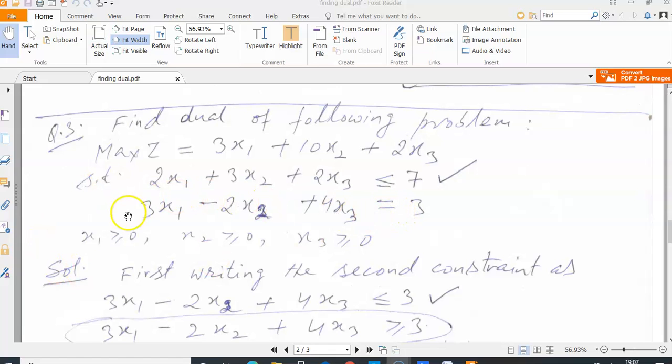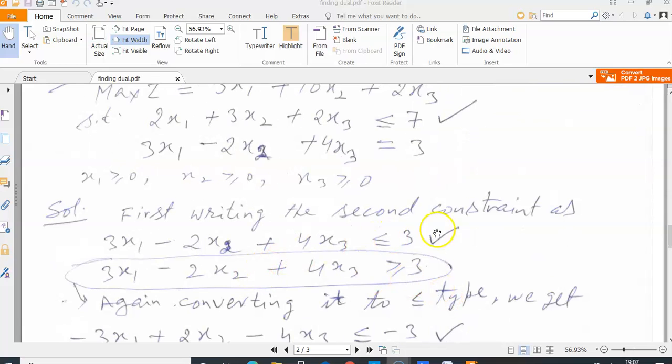This kind of constraint is converted into two constraints with the same data, one of less than equal to type, the other of greater than equal to type. So first writing the second constraint as 3x1 minus 2x2 plus 4x3 less than equal to 3, and 3x1 minus 2x2 plus 4x3 greater than equal to 3. It means the same thing.